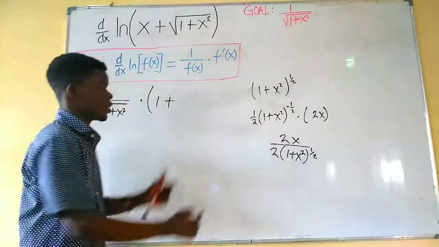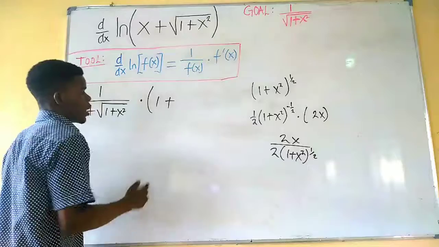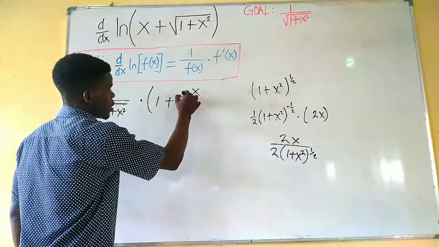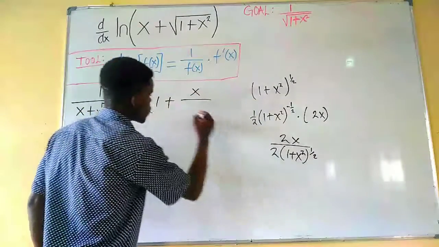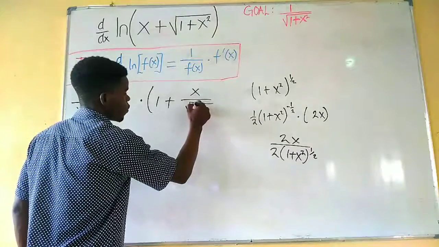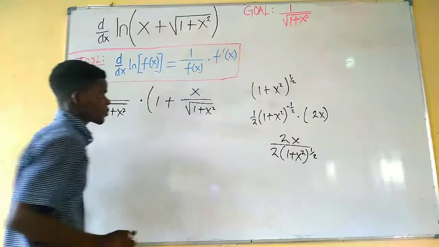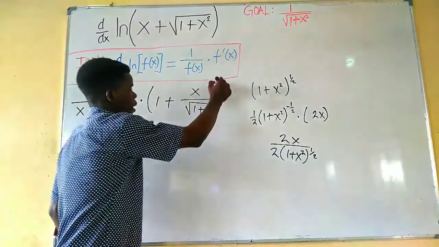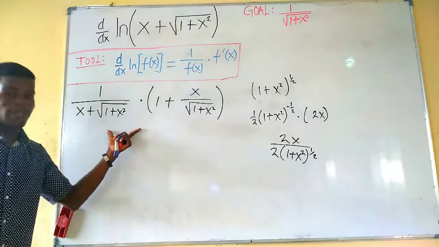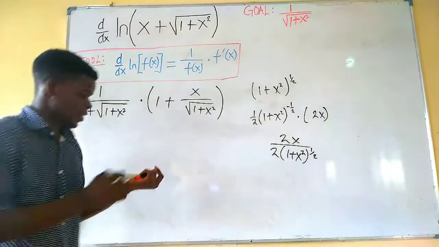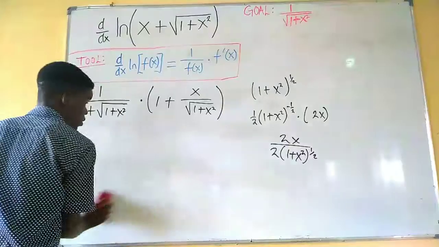Very nice. So these 2 and these 2 can just cancel, and we're left with x divided by the square root of 1 plus x squared, like that. And we are done with the differentiation. Very simple, huh? So we just go ahead and do some simplifications now.